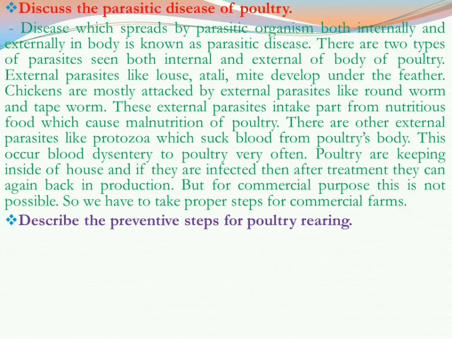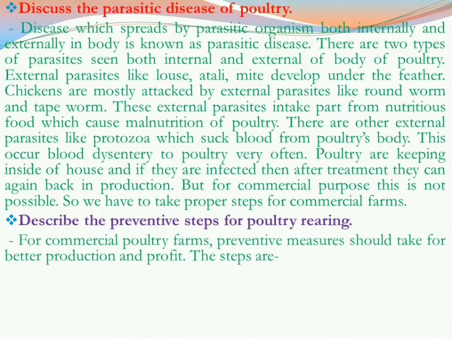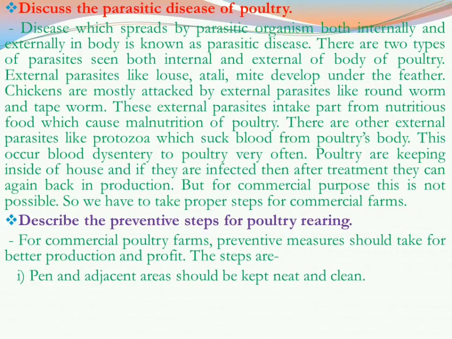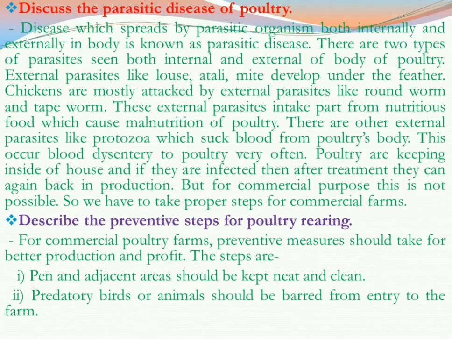Now let us know what the preventive steps for poultry rearing in commercial farms are. For commercial poultry farms, preventive measures should be taken for better production and profit. The steps are: the pen and adjacent areas should be kept neat and clean. Predatory birds or animals should be barred from entry to the farm. That means predatory birds or animals shouldn't be allowed to enter the farm.